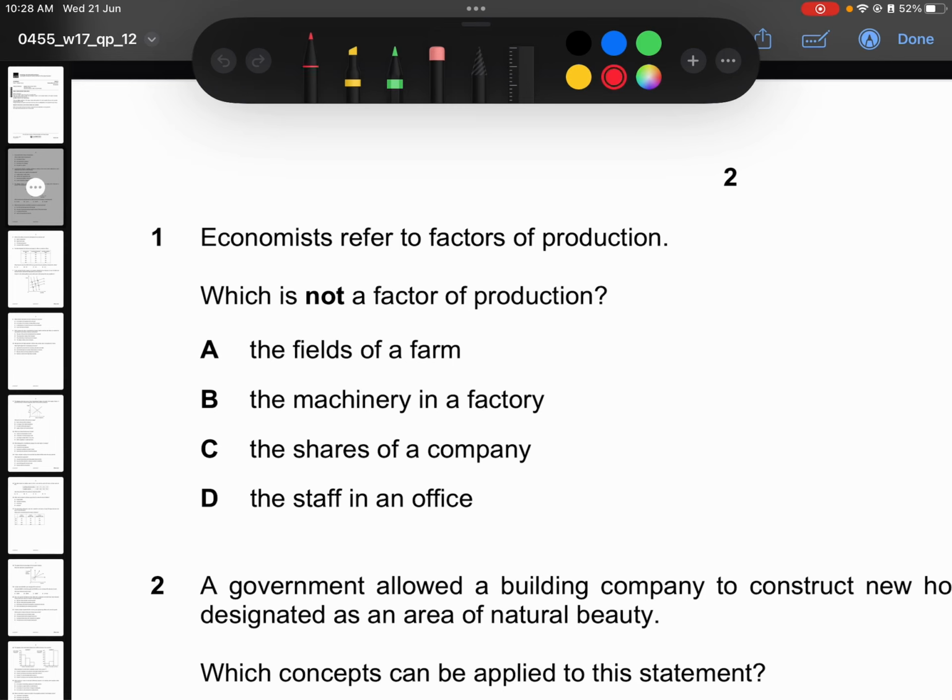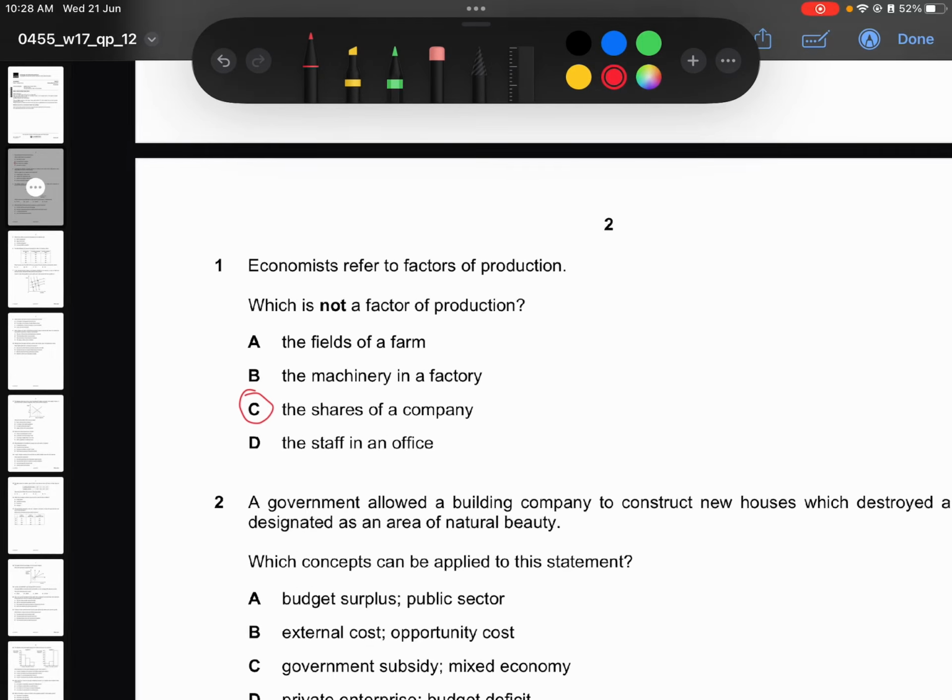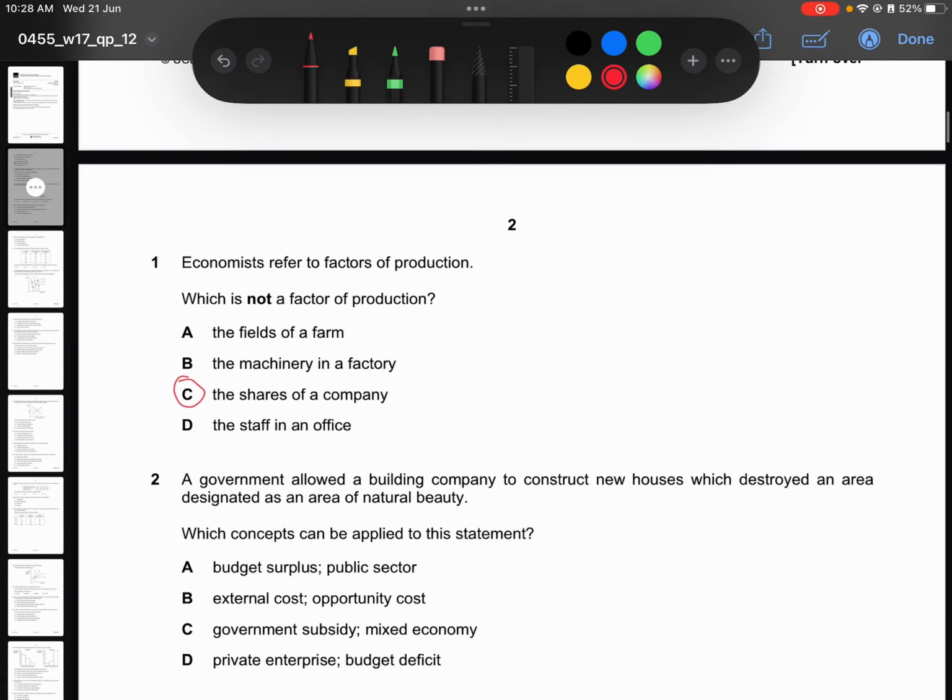Economists refer to factors of production. Which is not a factor of production? The fields of a firm are factors of production in the form of land, the machinery is capital, the shares of a company are not a factor of production, and the staff is labor. So, hence, for question 1, the answer is C.